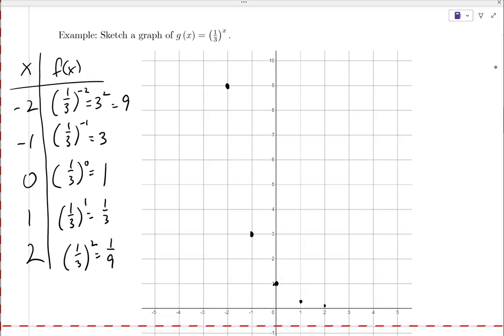Again, is there anything I can plug into this function and get 0 out? Is this ever going to cross the x-axis? No. I can't raise a number to a power and get 0. I can never get 0 out. So again, we're going to get really, really close to the x-axis. In this case, it's going to go this way and go like that.